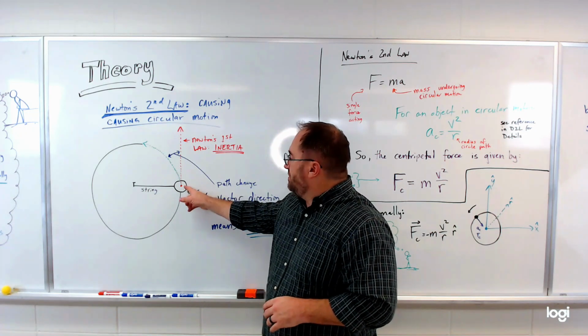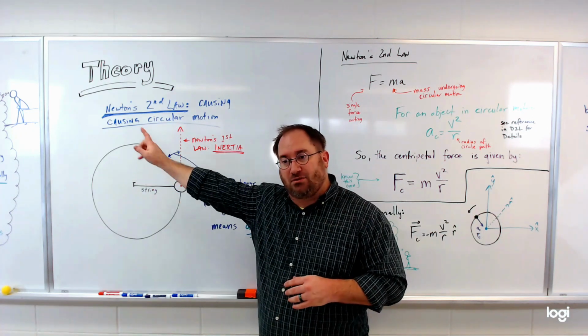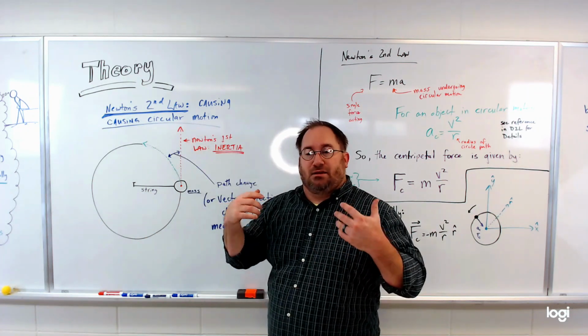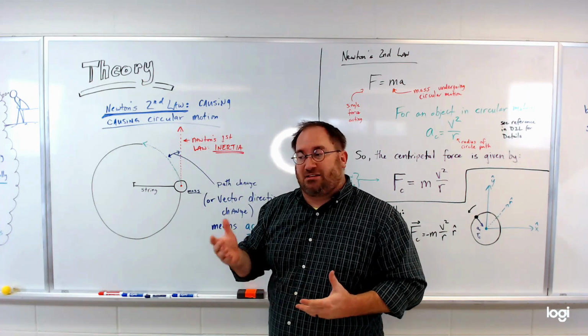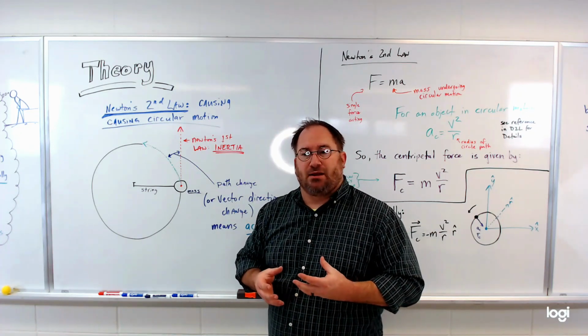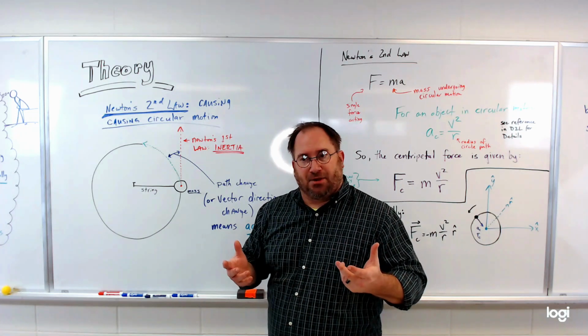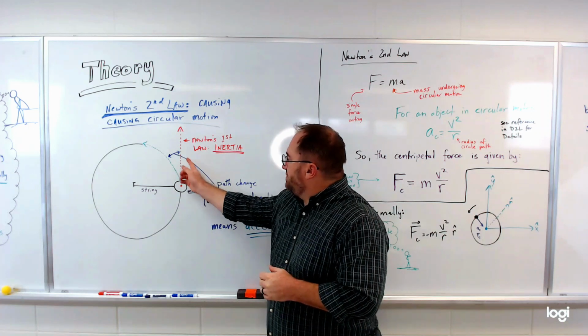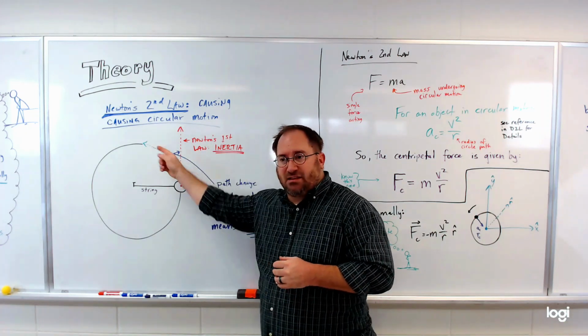So here's our mass that we have tied to some string that's going around in a circle. Well, the simple fact that it wants to go in a straight line, that's Newton's first law. That's the concept of inertia. And so the mass wants to go in a straight line. The string, however, prevents that from happening, and let's explore what that means. So this means that the path is changing.